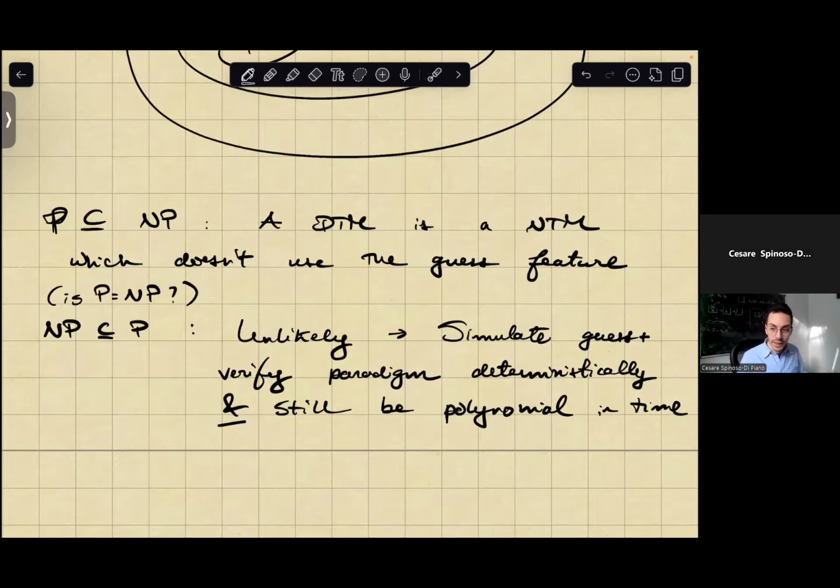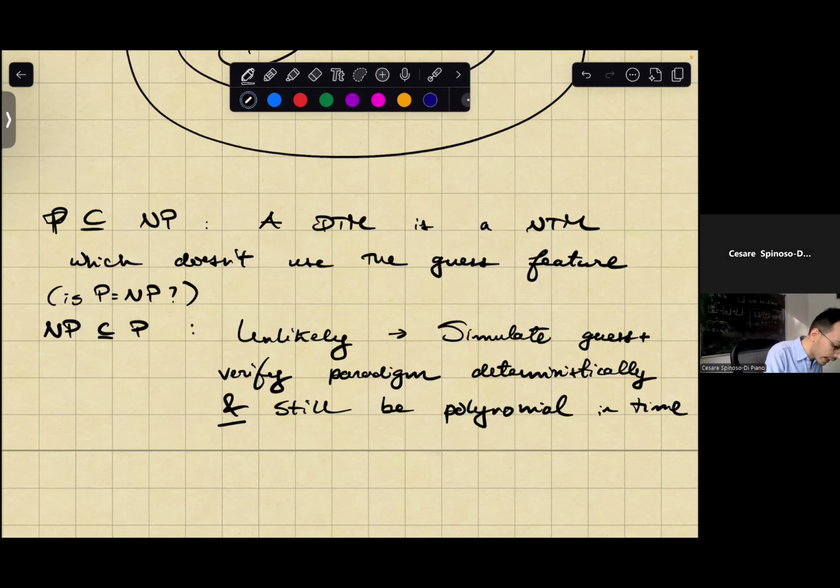And we're going to see in upcoming videos, this is probably unlikely because it does seem like non-determinism gives you an extra edge, which when you go back to the deterministic world, requires you to do some brute force kind of exponential time search. Okay. But that's going to be for the next video. This video was just an introduction giving you the conceptual ideas of P and NP.